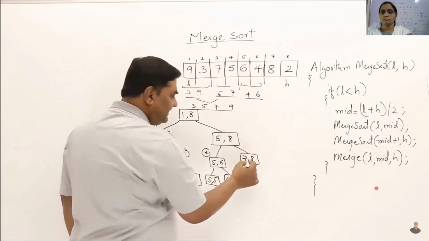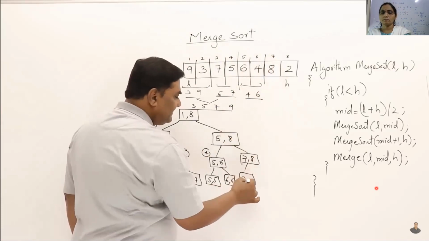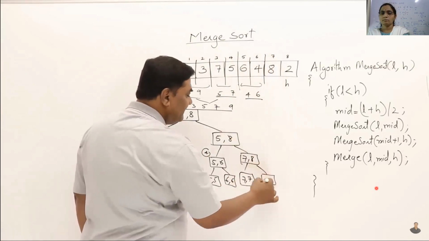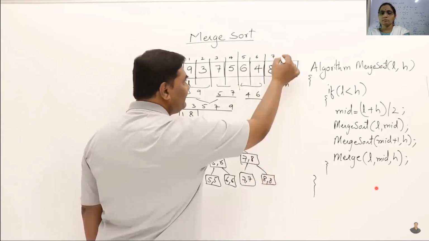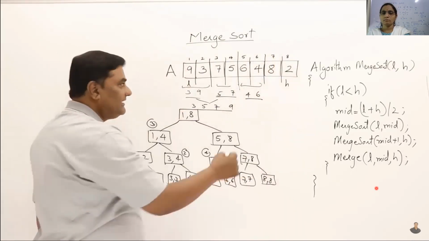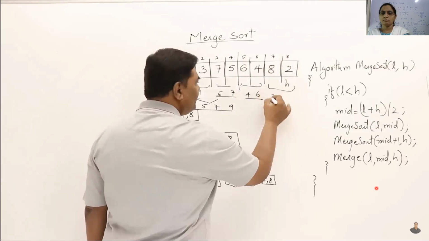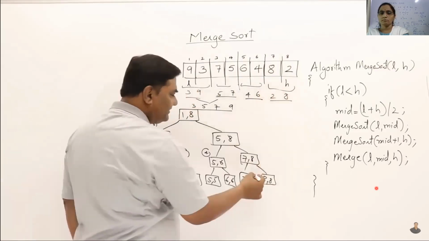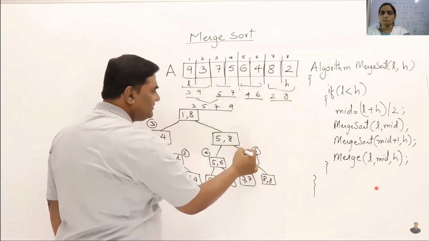Then it will go this side. It will split again, 7, 7 this side and 8, 8 this side. So it will split this also. Then again these two are merged. So it becomes 2, 8, one more list. So this is fifth merging.